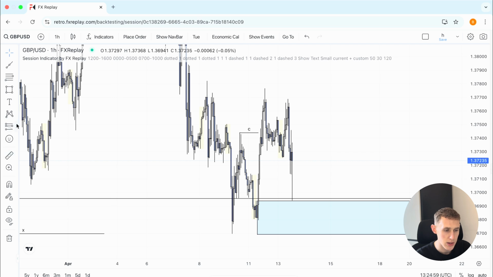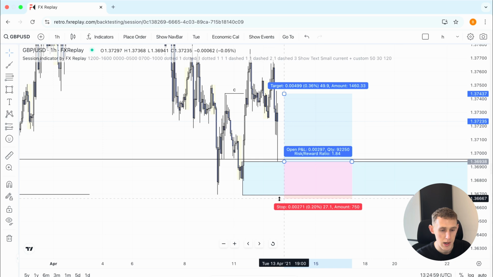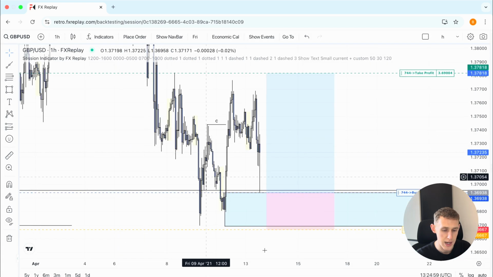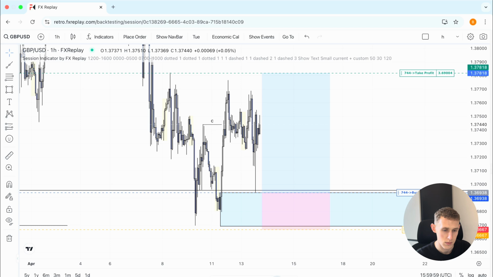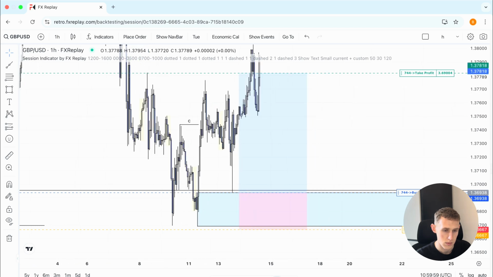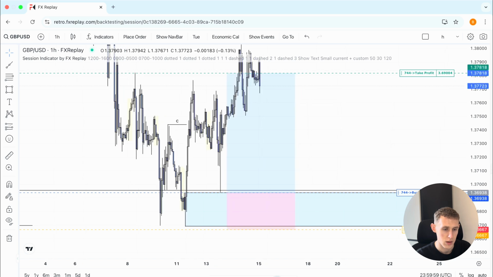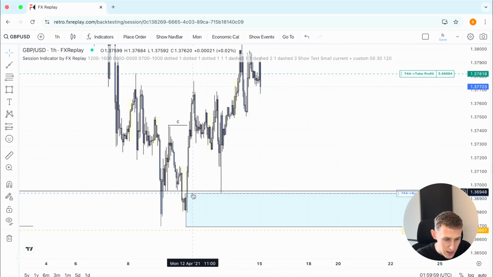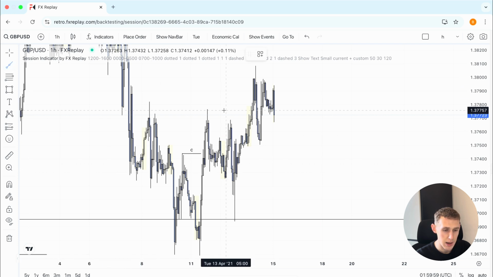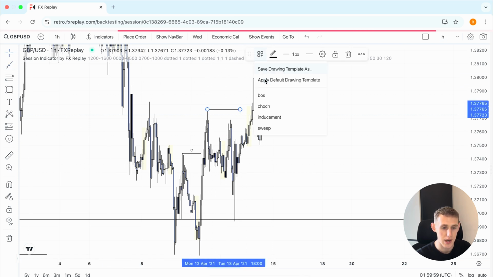Price didn't actually tap into it, so what I'm going to do, I'm going to set my limit here, have stops just below, and we're going to target this previous liquidity. Hopefully price can come back and tag us in. Yes, that's slightly annoying. You can see there, price would have missed our entry by 1 or 2 pips. But yeah, now you can see price just continuing to the upside. We've had another breaker structure just here.